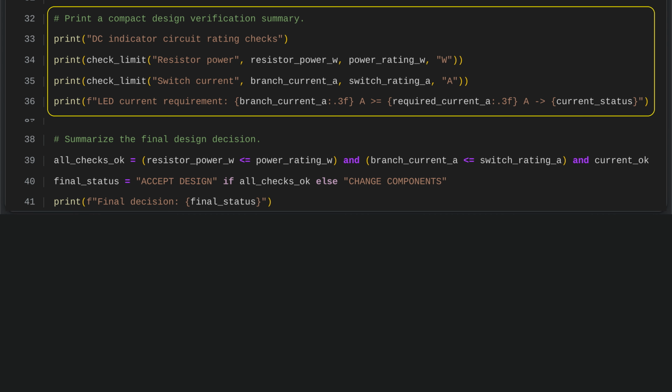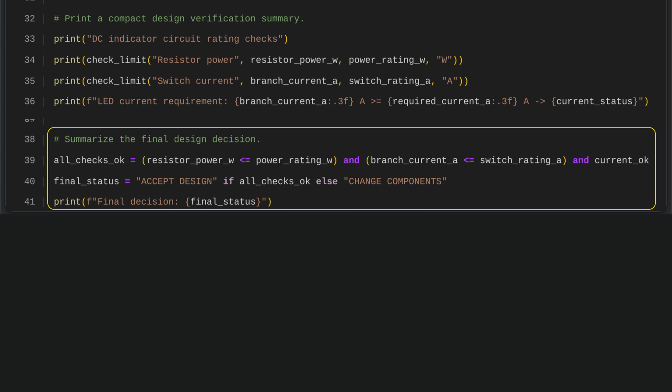The code runs design verification checks for a DC indicator circuit. It prints a header, then reports whether the resistor power, switch current, and LED current meet their required safety or performance limits. The final decision checks whether the circuit design meets its key limits. The resistor stays within its power rating, the switch can handle the branch current, and the required current is achieved.